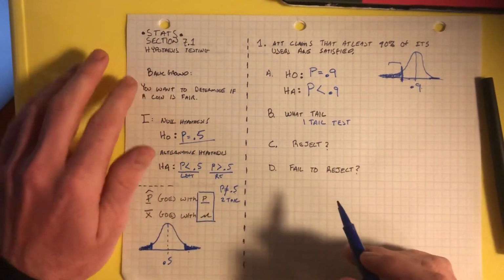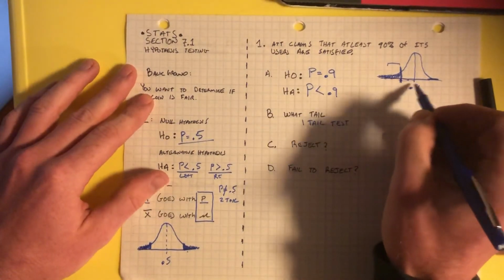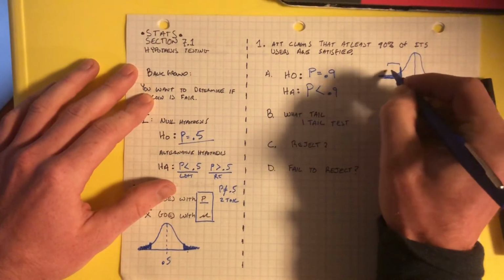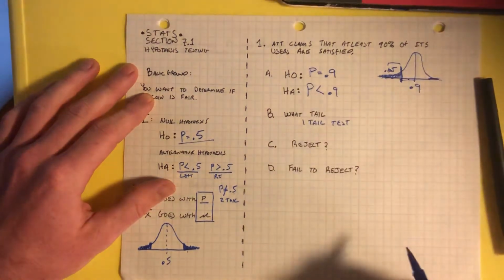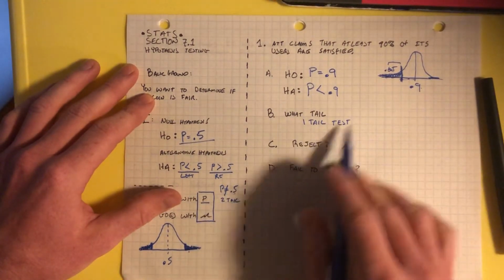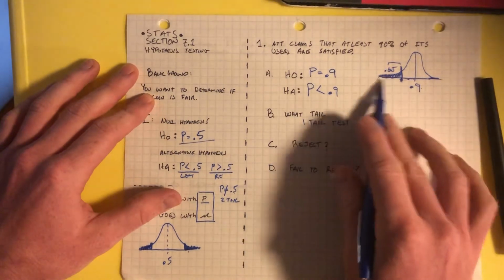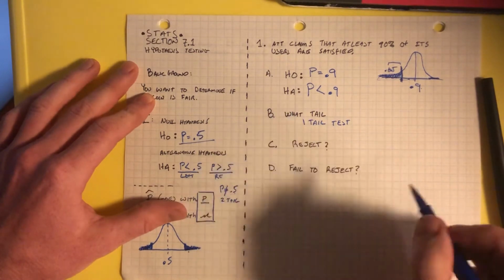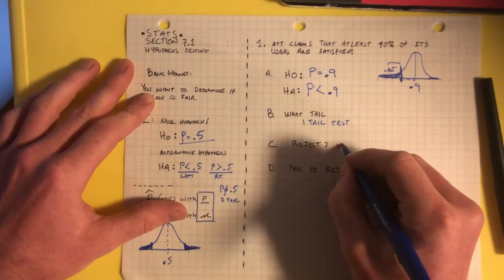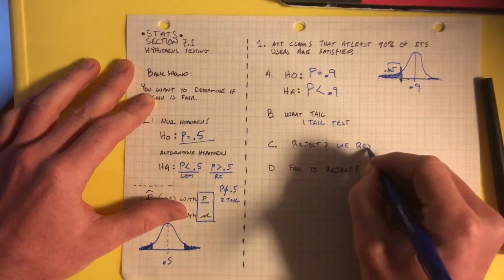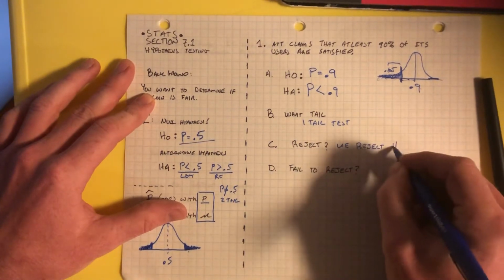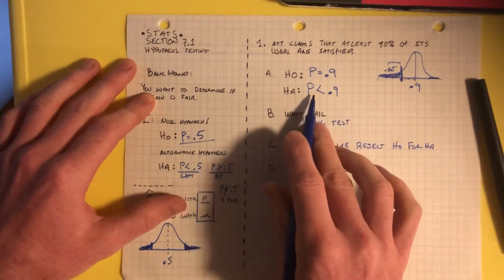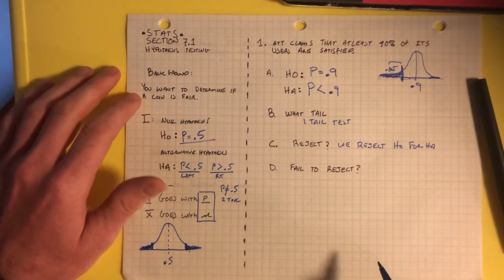So what happens if we run our test and we actually find our statistic, we get a p hat of like 0.65 or something like that. If we get something in this region, we're going to have to reject our null hypothesis for our alternative hypothesis, right? So if we reject it, we say we reject H0 for HA, and say that less than 90% of people are satisfied.